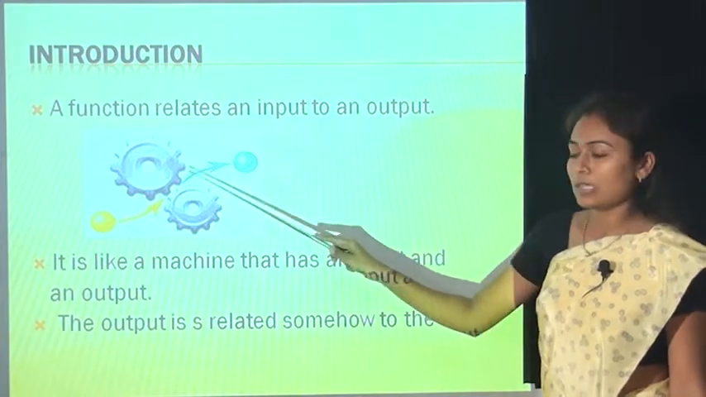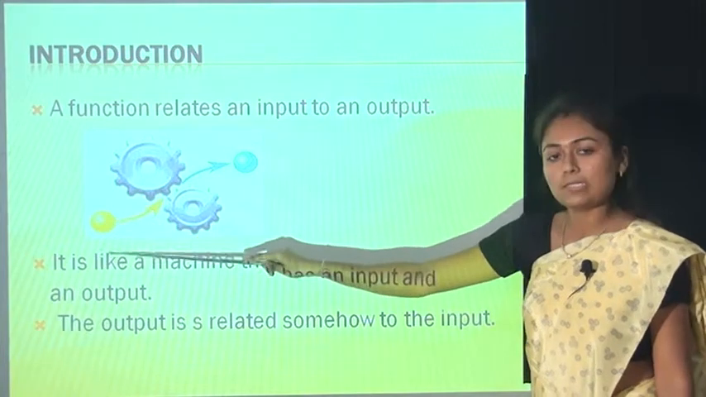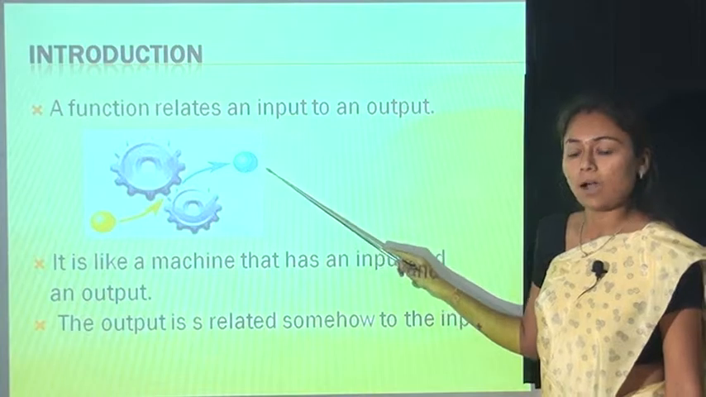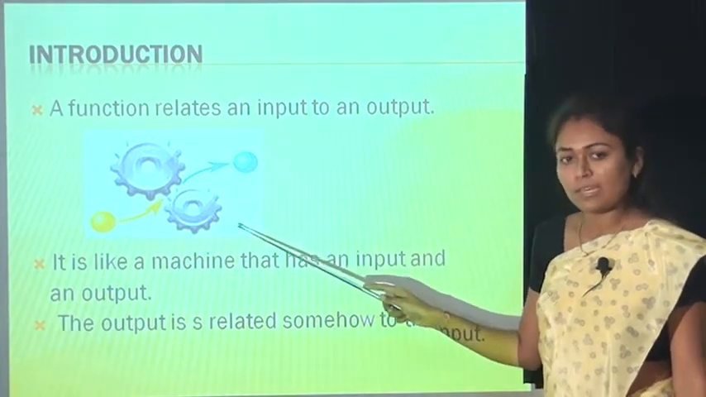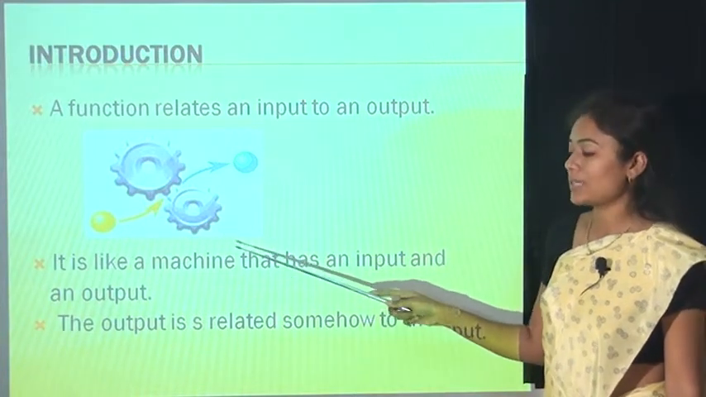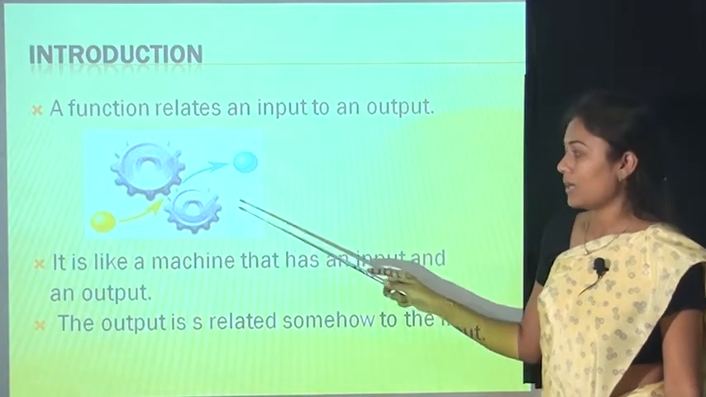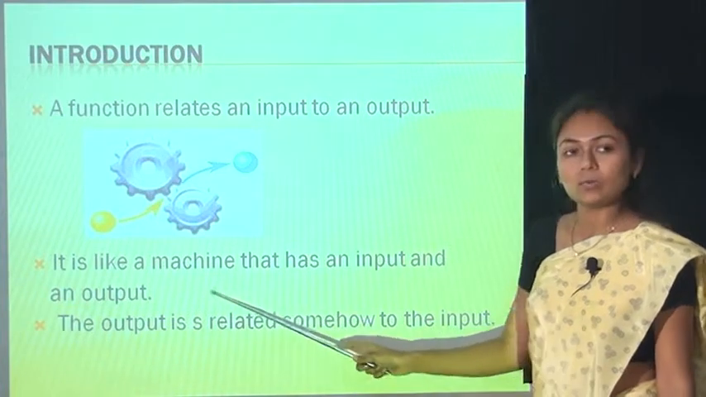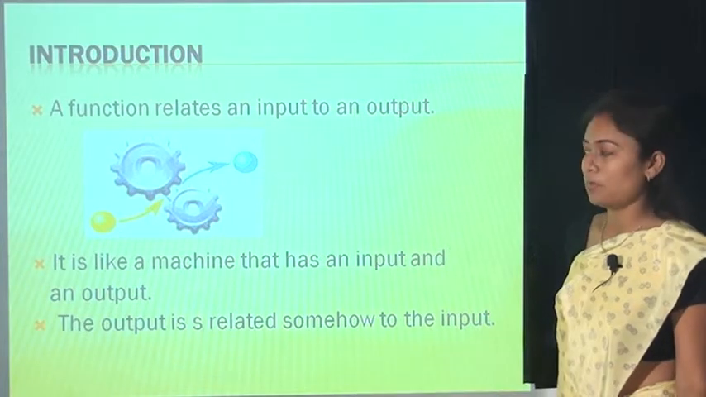Here you can see this image in which there is one machine, in which a yellow ball is an input and here is a ball which is an output. Therefore it is like some machine. Suppose you have a printer: you input blank pages and you get output as printed pages. That means a function is similar to a machine. That means it relates an input to an output. The output is related somehow to the input.